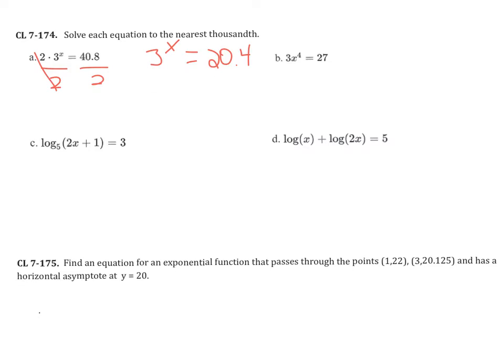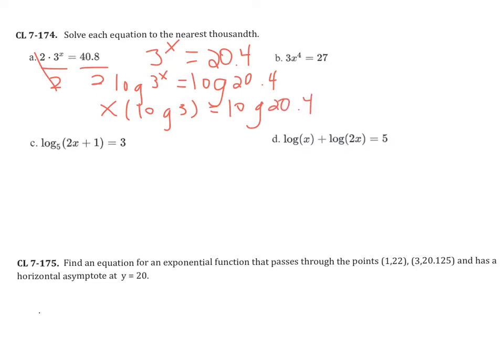20.4. Then we need to get the variable out of the exponent, so we're going to log both sides. To do that, we log this side and the right-hand side. We power that x down, and we end up getting log of 20.4 on this side, and divide this side by the log of 3 so that we can get the x by itself. So x is going to equal whatever we get when we punch into our calculator.